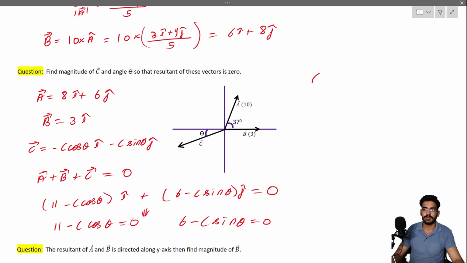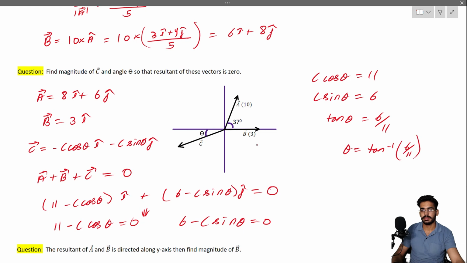So I can say from here c cos theta is equal to 11 and c sin theta equal to 6, right? So from here I can say tan theta equal to, what he asked, theta only and magnitude also. So tan theta equal to 6 by 11. So your theta came tan inverse 6 by 11. Okay, simple, just writing inverse, nothing else.